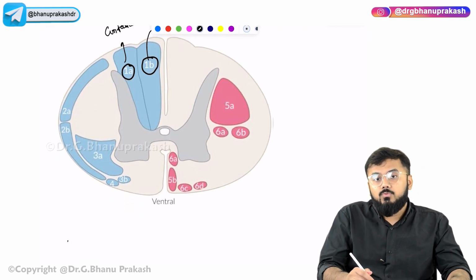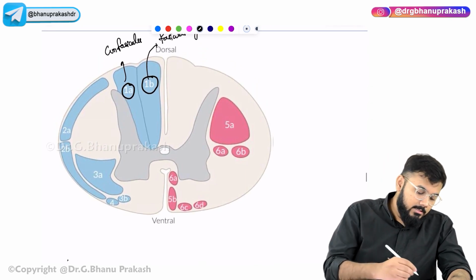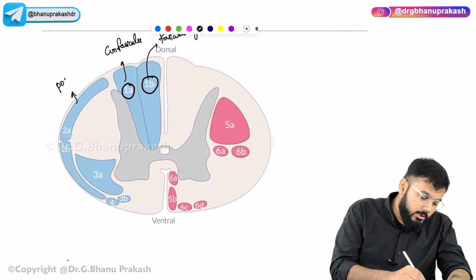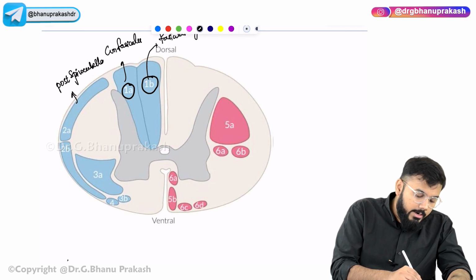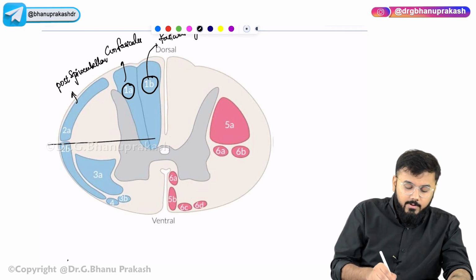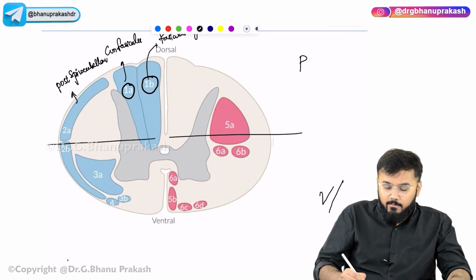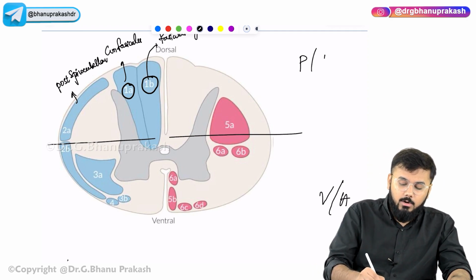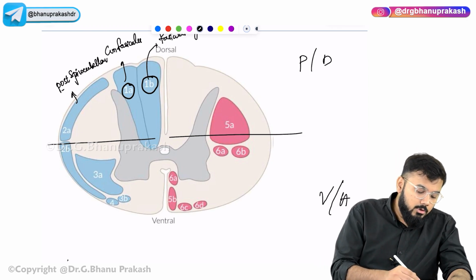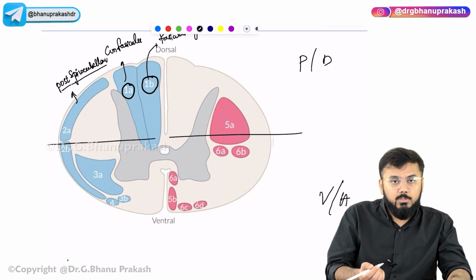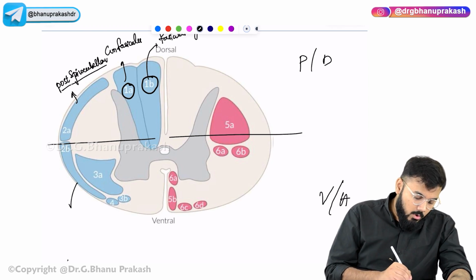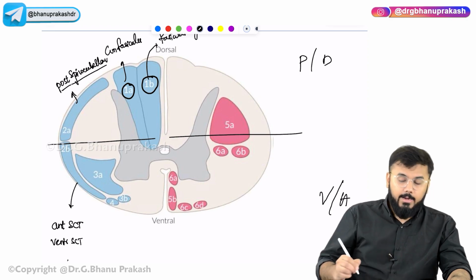So 2A and 2B is, one is posterior spinocerebellar, ventral. See, this one is your posterior spinocerebellar. Why are you calling it as posterior? Because if I divide the spinal cord, this is the posterior part, this is the ventral part. Ventral or anterior, posterior or dorsal. You can call this as dorsal spinocerebellar tract or posterior spinocerebellar tract. And this one is called as anterior spinocerebellar tract or ventral spinocerebellar tract.